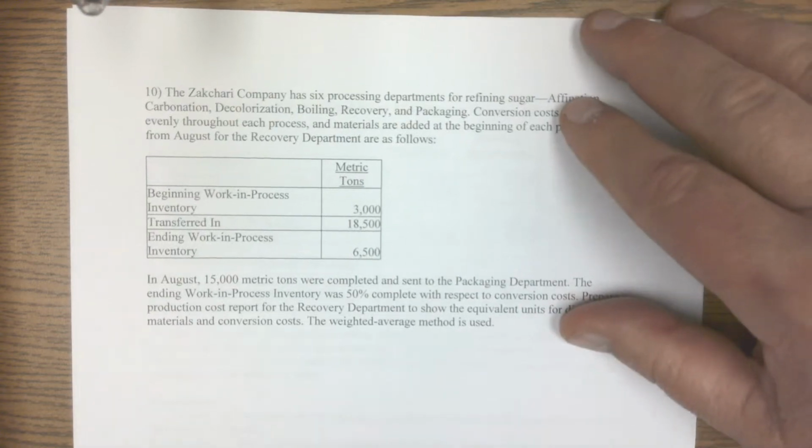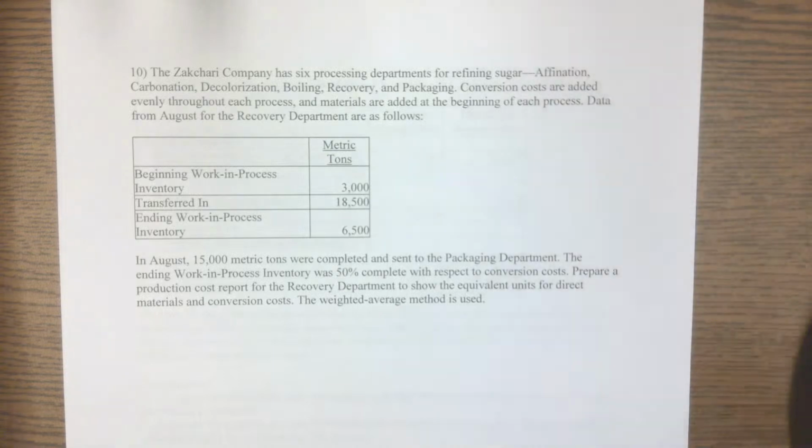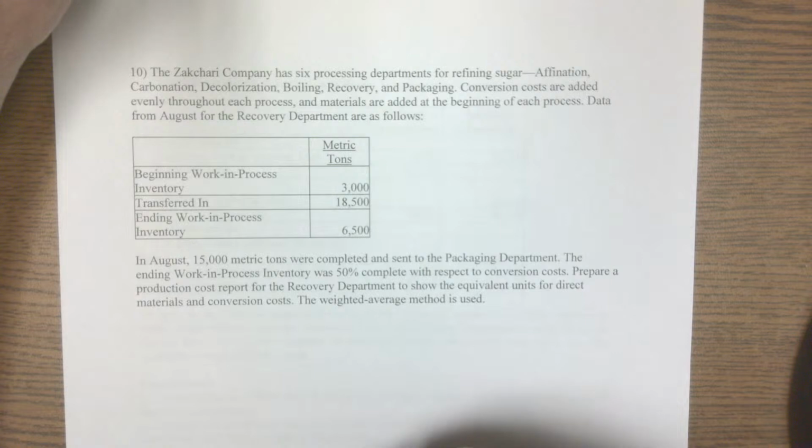So this one is a weighted average process costing question. The Zachariah Company has 6 processing departments for refined sugar: affination, carbonation, decolorization, boiling, recovery, and packaging. Conversion costs are added evenly throughout each process. Materials are added at the beginning of each process. Now remember, when it says materials are added at the beginning, that's a sneaky way of telling you that materials are 100% there if it is a unit. Data for August is as follows.